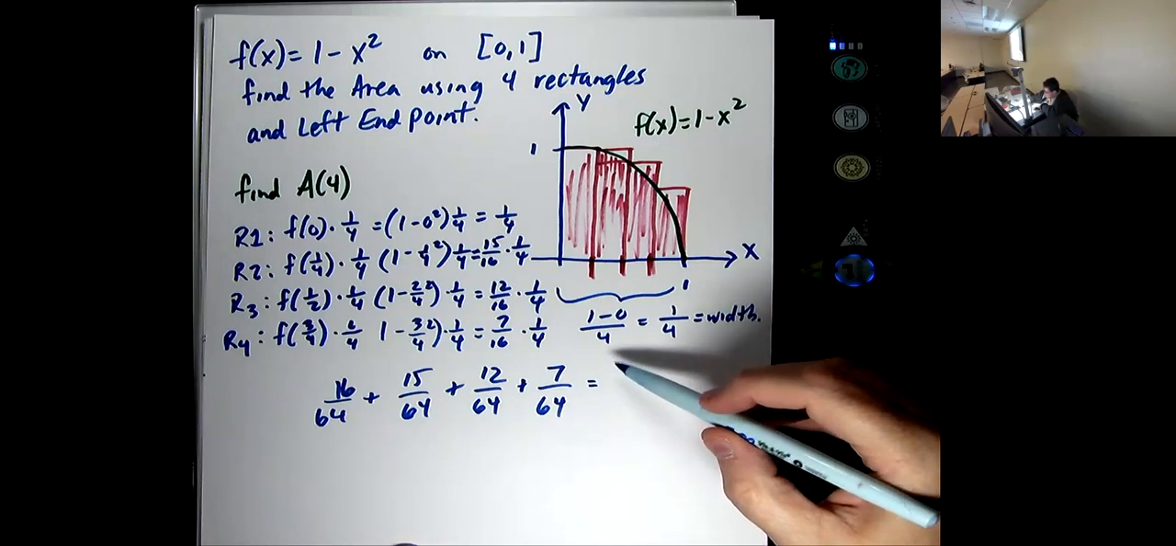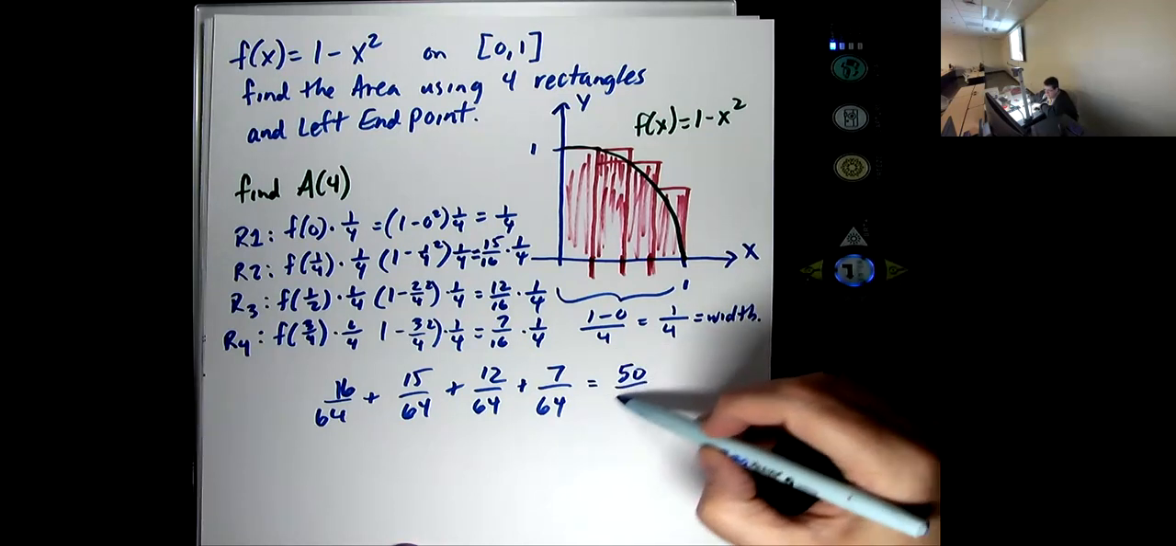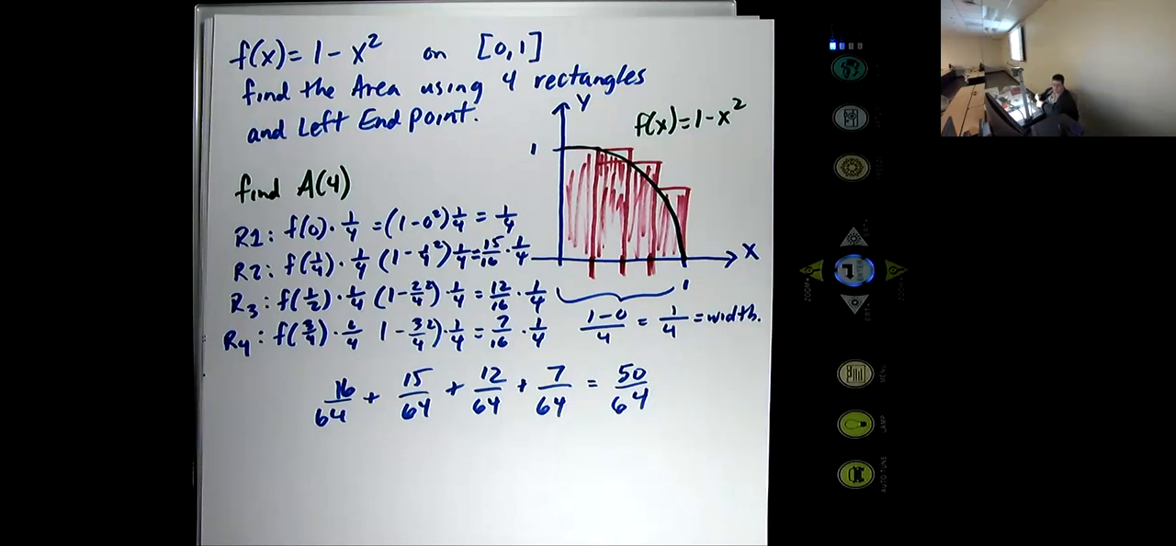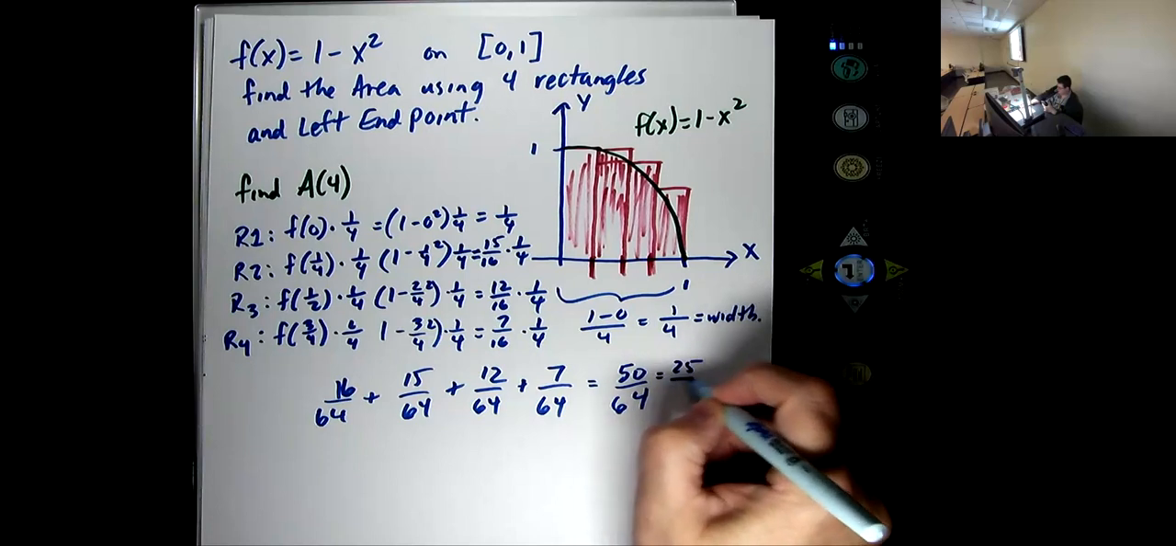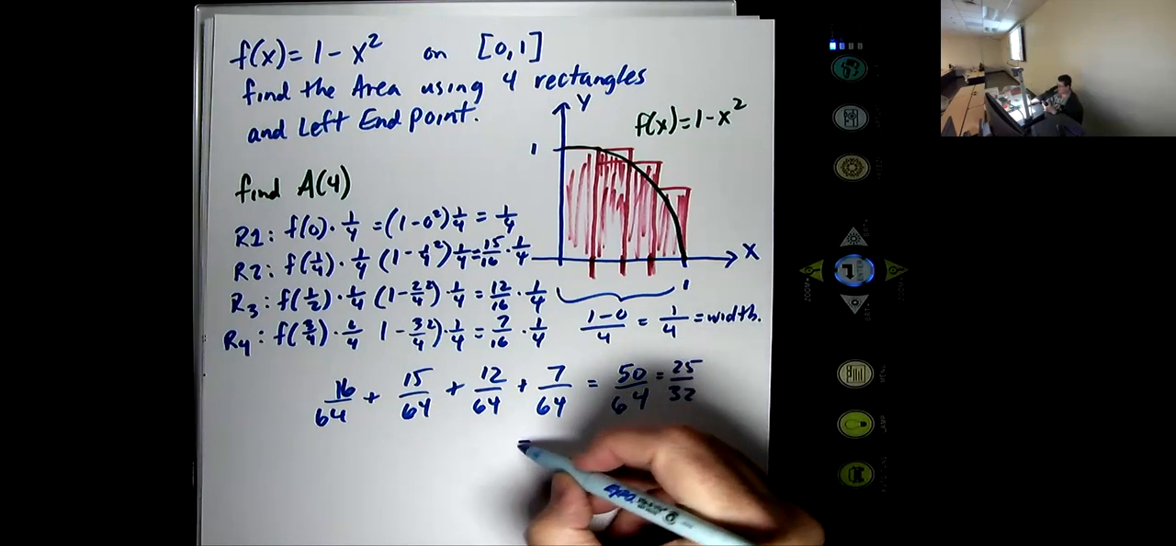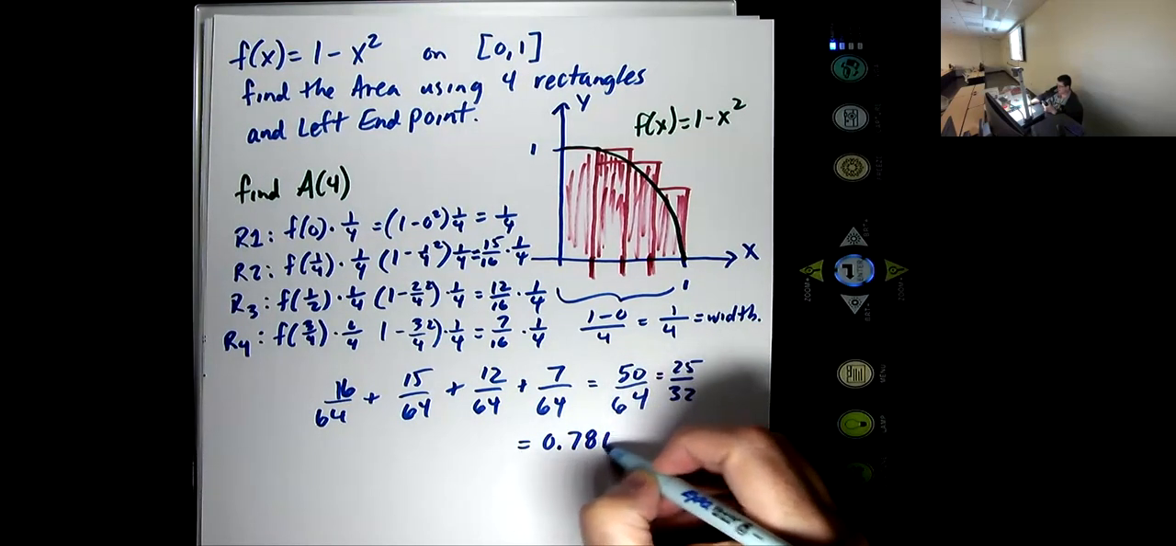16 plus 15 plus 12 plus 7, is that 50/64? 16, 31, 43, 50, yeah. 50 divided by 64. Well, it does reduce. We can at least get down to 25/32. And as a decimal, 0.78125.